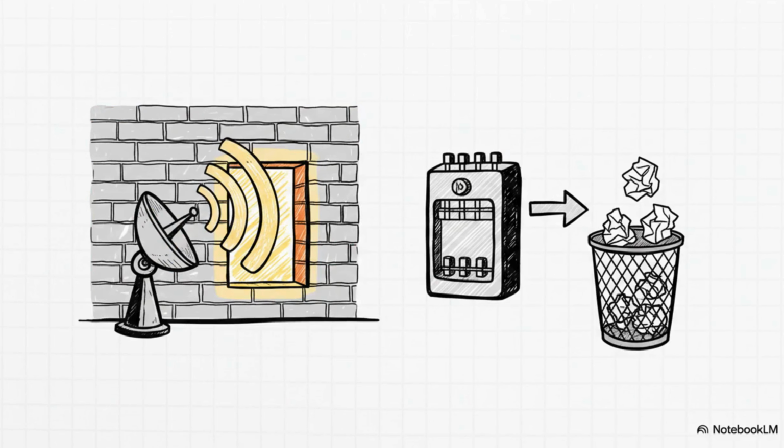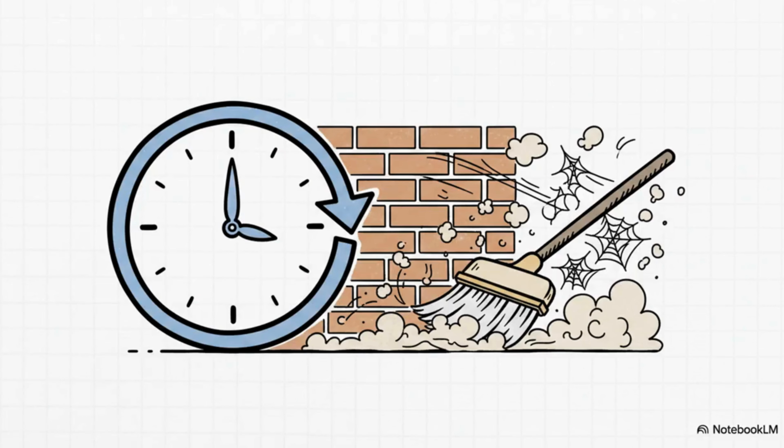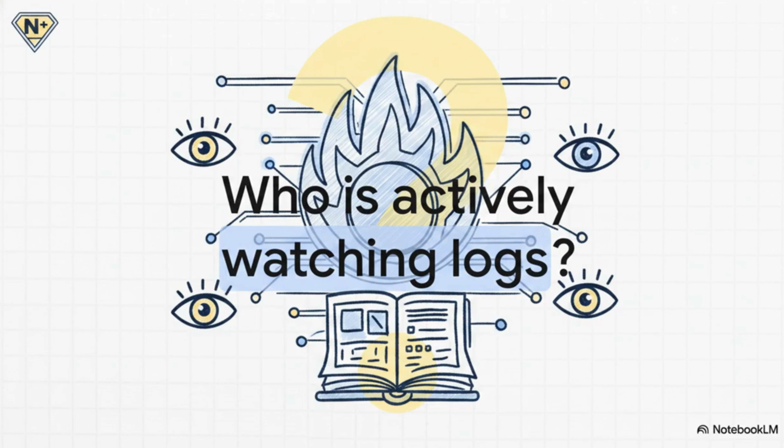Use Nmap to scan open ports and leverage hit counters to safely prune out old, unused rules. Firewalls are never set and forget. Audit your rules quarterly to clear out bloat and maintain vital compliance. You're now a Network Plus hero. But leave with this final thought. Who is actively watching your logs?